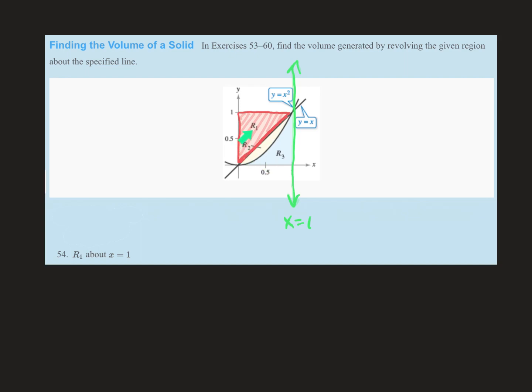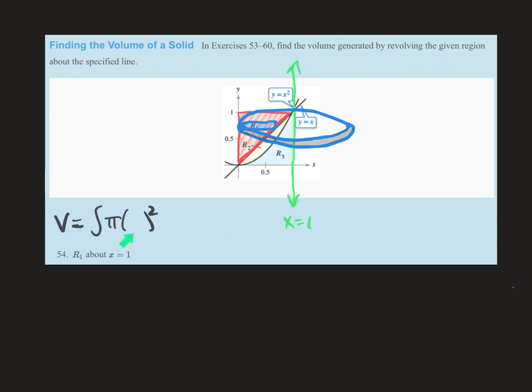Alright, let's revolve this region around the line x equals 1. Let's draw a representative rectangle. Let's draw a picture of the washer, from which we'll do the volume of the entire washer minus the volume of the inside of the washer, the hole. Okay, representative rectangle. The large disk.